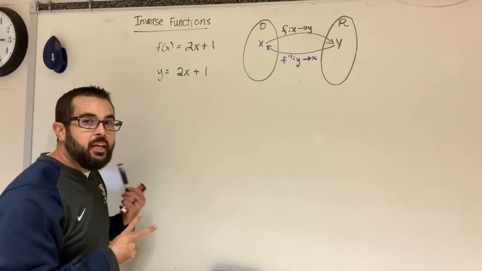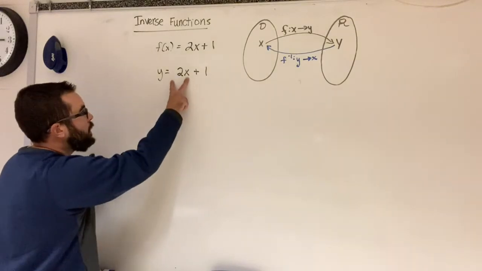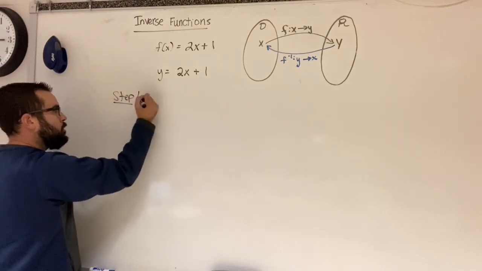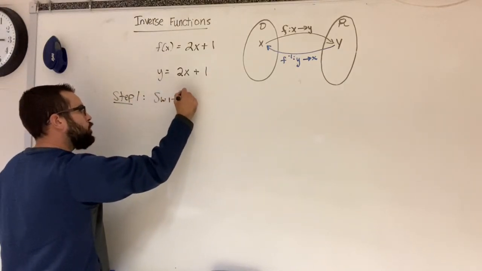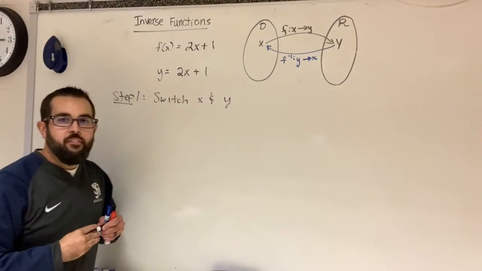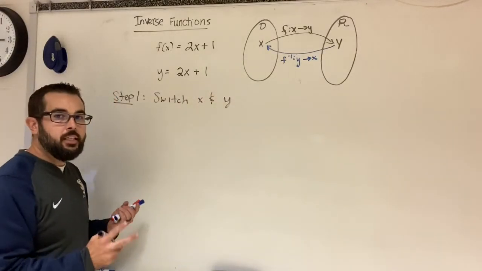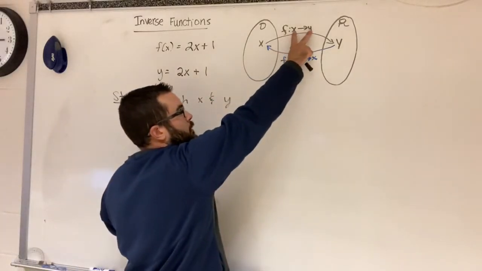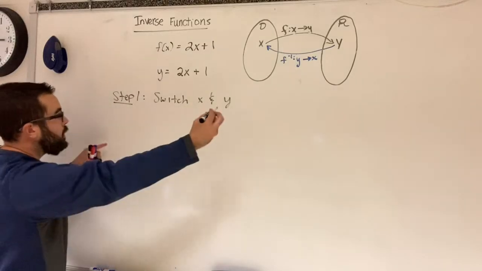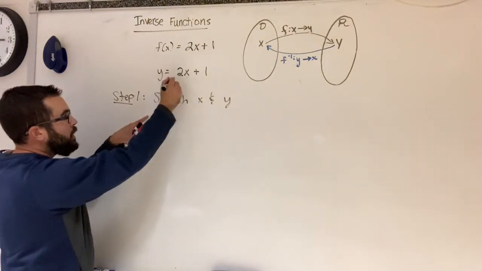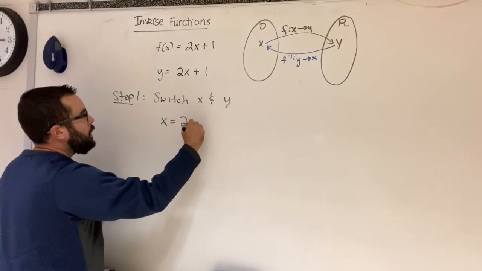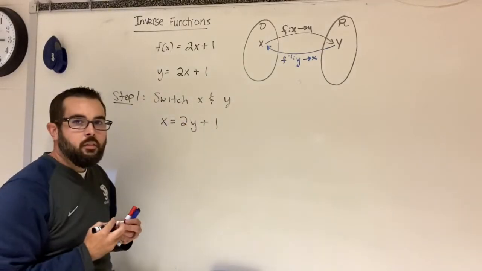Now, if I want to find the inverse, your first step is to switch x and y. Because if we're trying to find the inverse, that's what the inverse function does. It takes those x and y's and switches their place. All right? So instead of y equals, we're going to have x equals 2y plus 1.